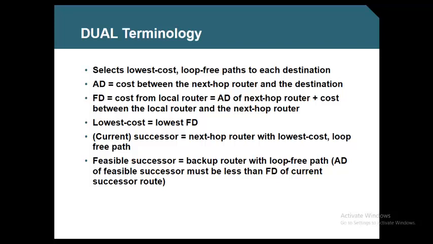We were learning this EIGRP protocol for a couple of days, and we learned that there is an algorithm called DUAL, the Diffusing Update Algorithm, which is responsible to provide a low-cost path for every destination. Not only just low cost, also a loop-free path for every destination. Now, to understand how it can provide a loop-free, low-cost path, we need to understand some terminologies.